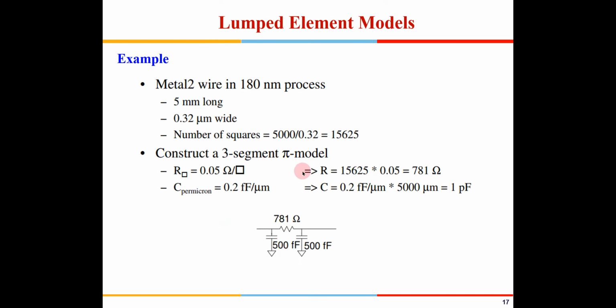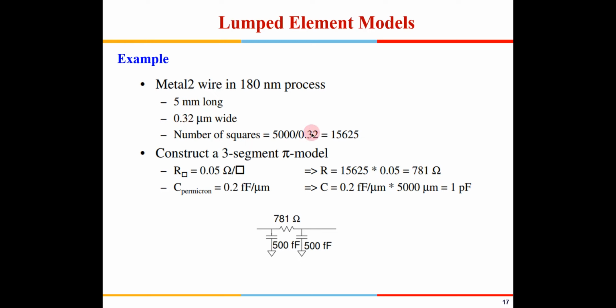But you will have some numericals like this. So let's try and understand how these numericals are to be solved. It says a metal 2 wire in 180 nanometer is 5 mm long, and this much width. Now what would be the total resistance? Now for total resistance, I need to compute the number of squares. Like I said, when I compute the number of squares, it is L divided by W.